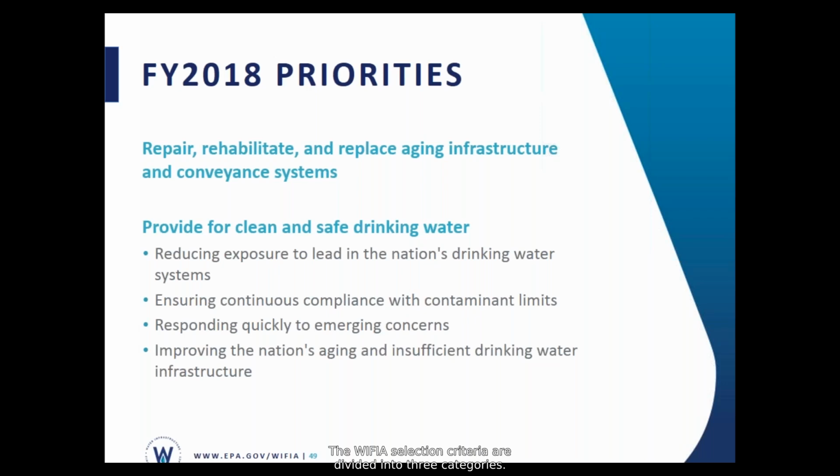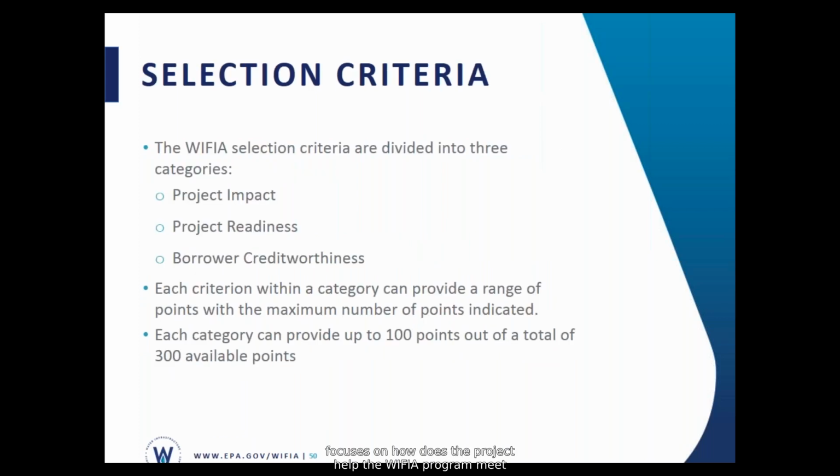The WIFIA selection criteria are divided into three categories. The first is project impact, and that really focuses on how does the project help the WIFIA program meet its programmatic mission, EPA's mission, and address the priorities that were set by EPA for this round. The second area is project readiness, and this includes engineering feasibility and readiness to proceed. And the third is borrower creditworthiness. And this really focuses on the probability that the borrower can repay the federal government, as well as the amount of subsidy needed to finance the project.